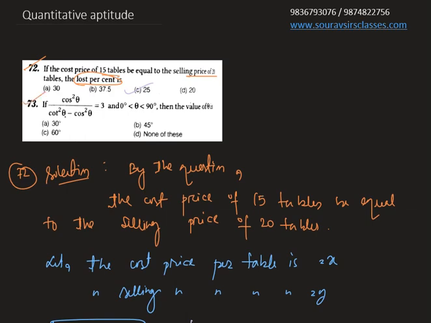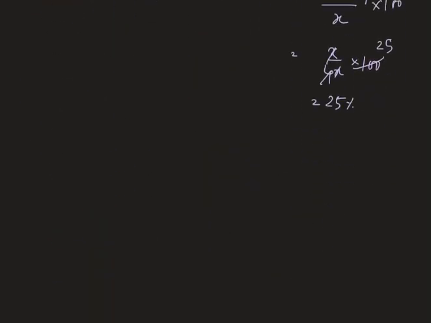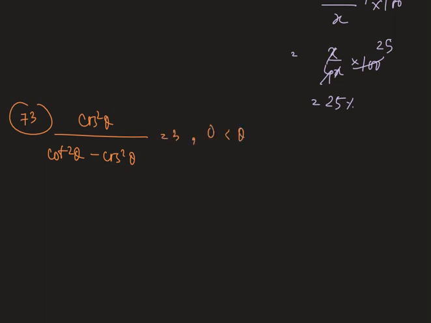Cos square theta divided by (cot square theta minus cos square theta) equals 3, where theta is in between 0 to 90 degrees. Then we need to find the value of theta. So by the question, cos square theta divided by (cot square theta minus cos square theta) is equal to 3, where theta is in between 0 degree to 90 degree.